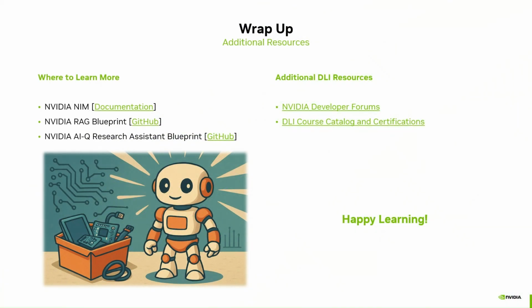To learn more about the content presented in this course, feel free to check out the documentation for the NVIDIA NIM microservices, which we have leveraged extensively as part of this course, from understanding concepts behind agentic AI to deploying the actual blueprints. You can also learn more about the blueprints we deployed by visiting the GitHub repositories for both the RAG and the IQ Research Assistant blueprints. Finally, you can check out the additional DLI resources on the right, including the NVIDIA developer forums, where you can post and interact with other developers just like you.